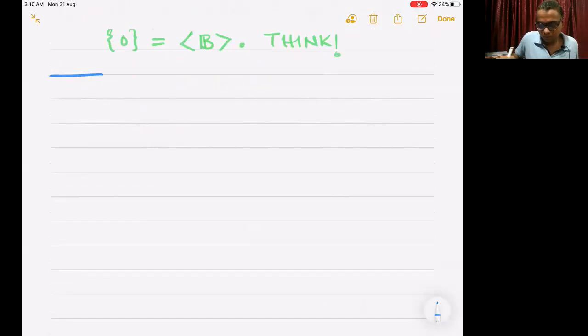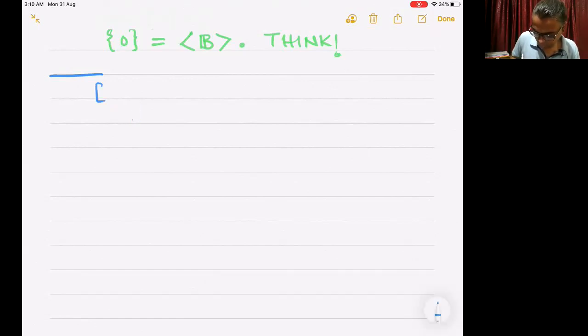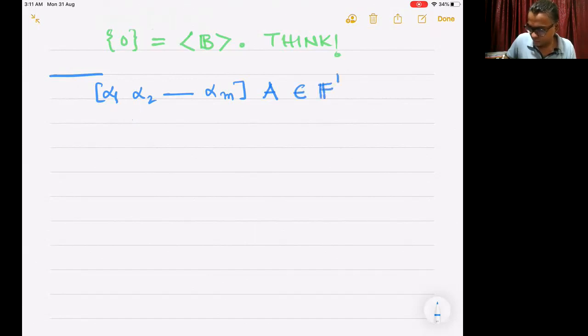Now we first notice the following. Remember that observation we made long back in the second lecture: if there is a matrix A, and suppose that matrix is multiplied by a row vector like this, alpha 1, alpha 2, up to alpha m, this multiplies A. This is a well-defined multiplication, and the result of this multiplication is also an element of F1 cross N.